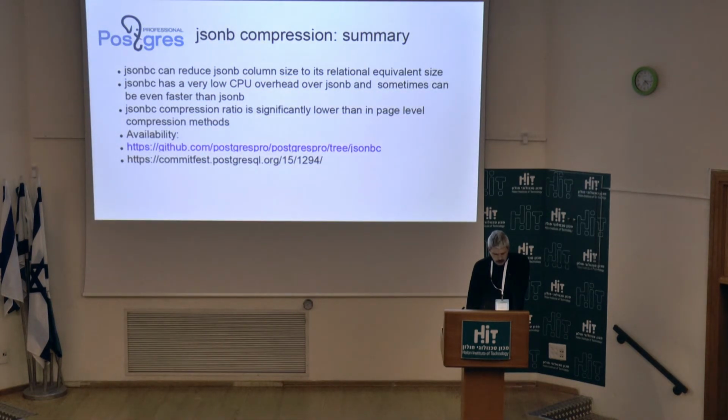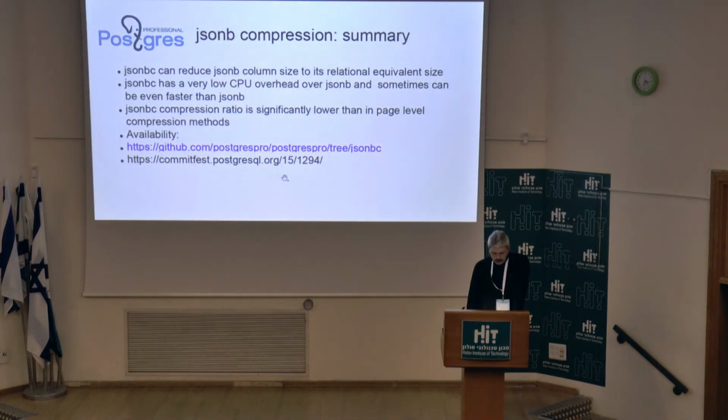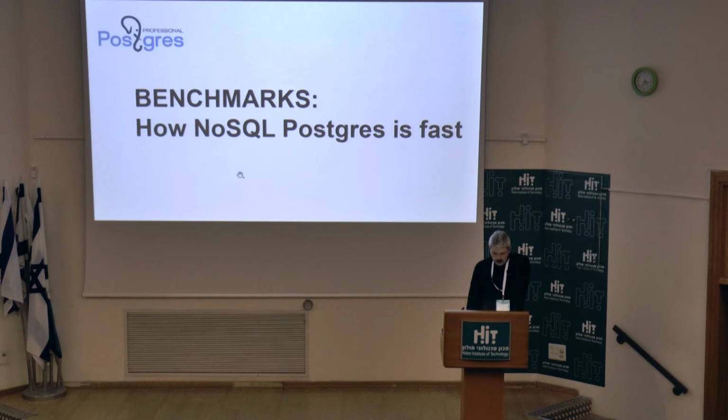Okay, but what about JSON-BC? This is a link to it. Probably I missed a slide, sorry, with JSON-BC. Ah, no, here it is. JSON-BC is, you see, rather effective, but the surprise here is that CFS compression is more effective than JSON-BC. CFS is a block-level compression, which compresses blocks which are written to the disk. It is most effective in all cases. So you can experiment with JSON-BC. It is freely available. Okay, some benchmarks.